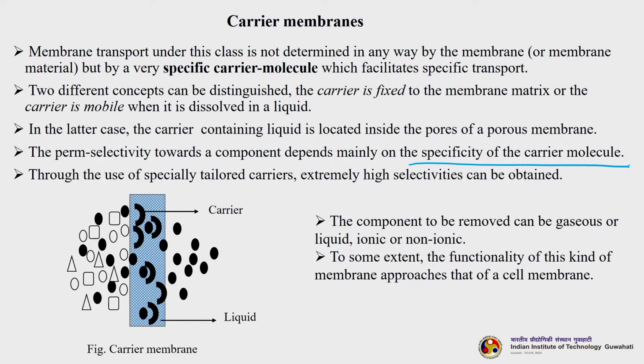The permselectivity towards a component depends mainly on the specificity of the carrier molecule. So, what is the carrier molecule, what is its nature, that means its physical and chemical nature. All these things will determine the overall selectivity. Through the use of specially tailored carriers, extremely high selectivities can be obtained. The meaning of this sentence is basically that for a particular target separation, I can choose a carrier molecule in such a way that I can get very high selectivities.